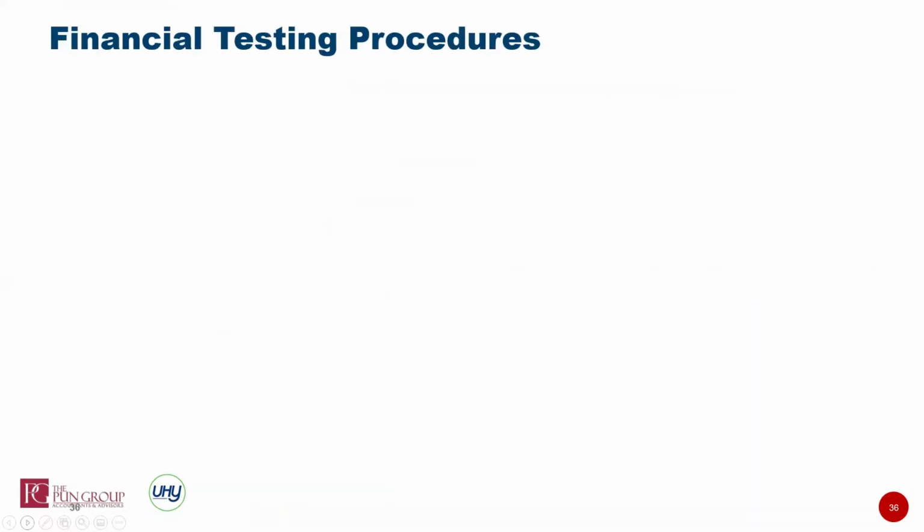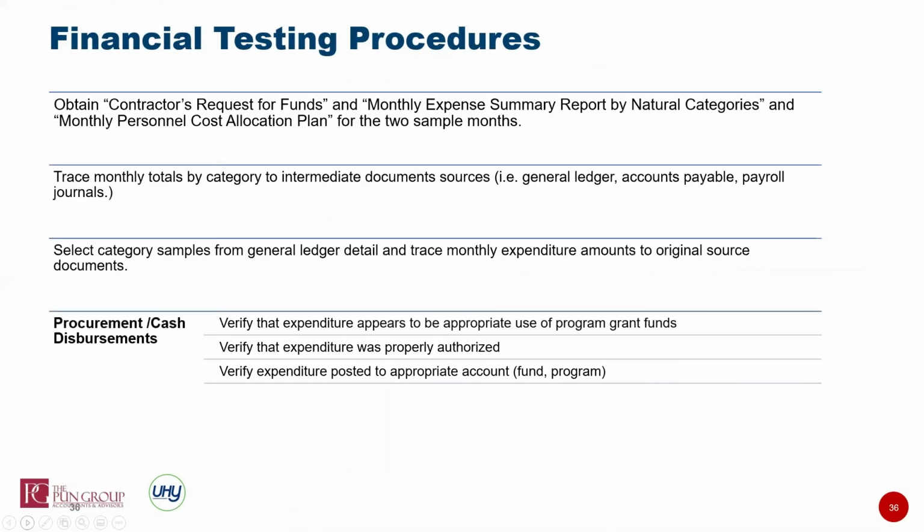Next, we'll go through some financial kind of standard tests that we perform when we're doing sub-recipient monitoring. So one is we usually get the contract, and we call it contractor because you could make it the sub-recipient, but in most of our cases, we're doing both sub-recipients as well as vendors. So we just label it contractor request for funds and monthly expense summary report by natural category. So that is your grant expenditure detail report, and then your personnel cost allocation plan.